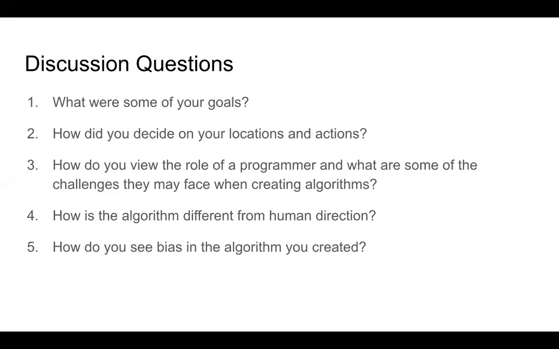Yeah, one of the ones Jason and I have definitely held a lot of interest in is, how do you see bias developing in algorithms that you create? And definitely linking back to question 4, how is an algorithm different from human direction? And I think those two really play into each other.